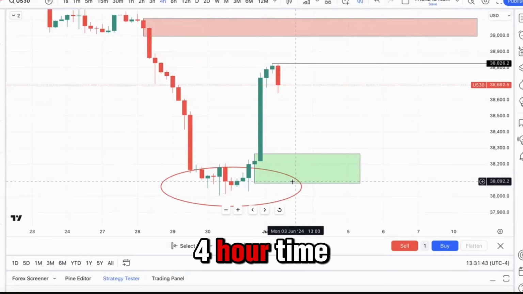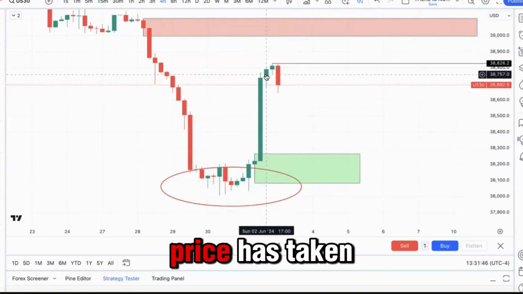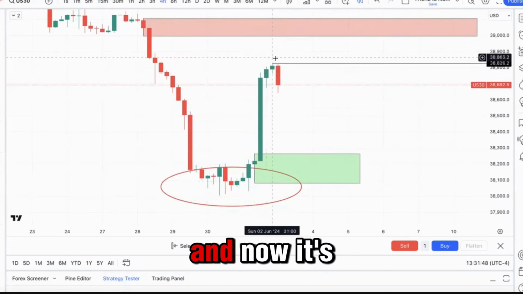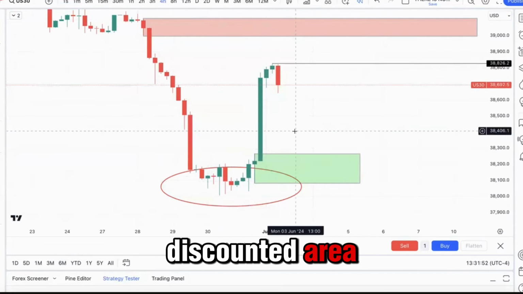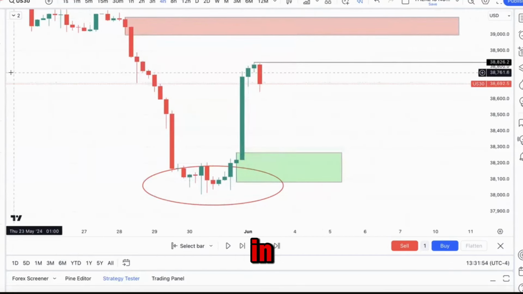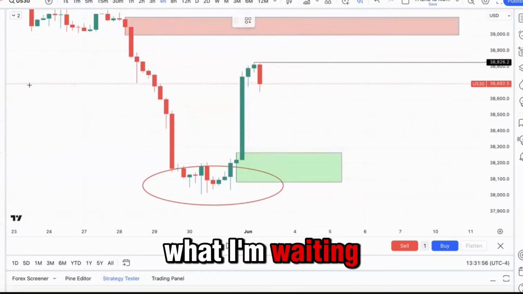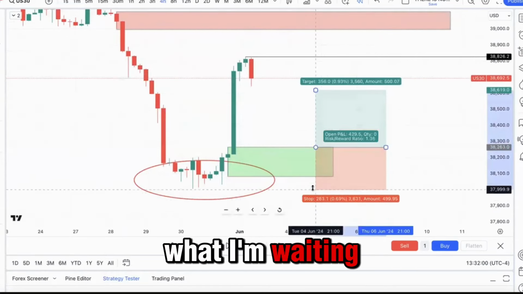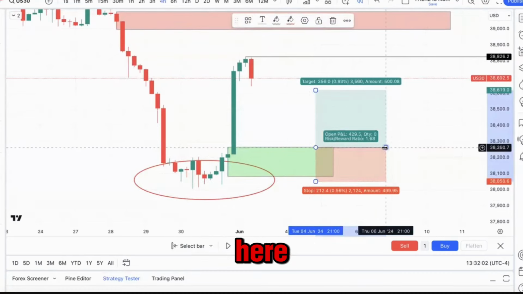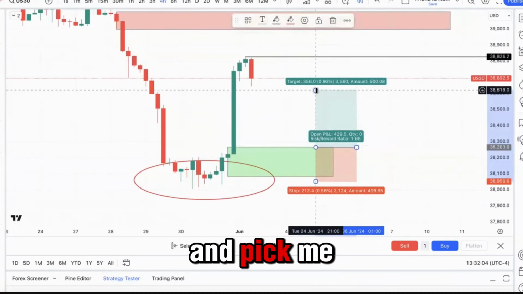So on this 4-hour time frame, price has taken off extremely bullish, and now it's creating some rejection. And now I'm looking in a discounted area to see where I can get in. So guys, what I'm waiting for, and I did take this trade, with the stop loss being here, is for price to come back and pick me up, right?